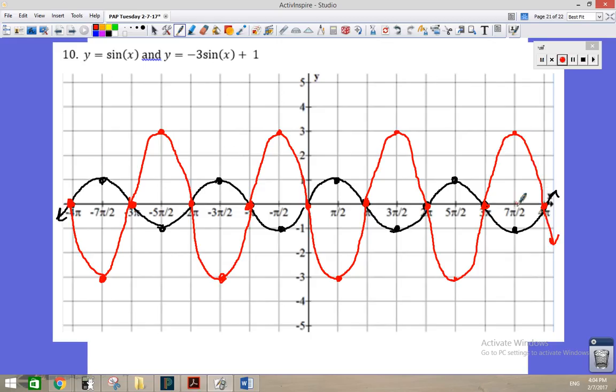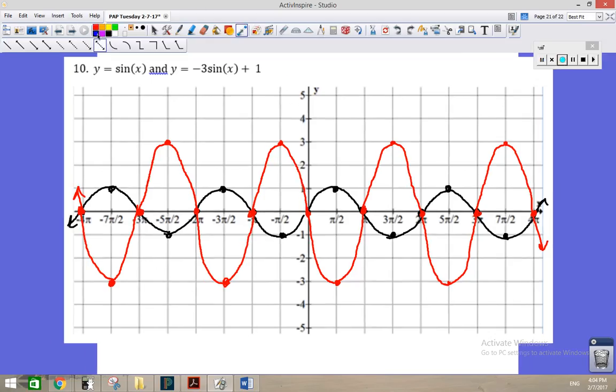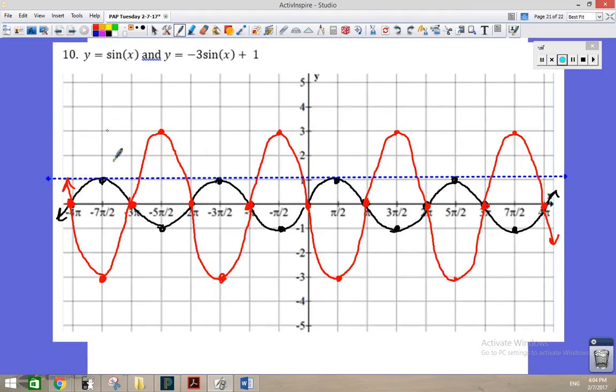Alright, so now this center line currently is the x-axis. I need to lift this up 1 unit. So let's do it in blue. So now this is like this, okay? These points where it crossed the center line, it's still going to cross that center line.